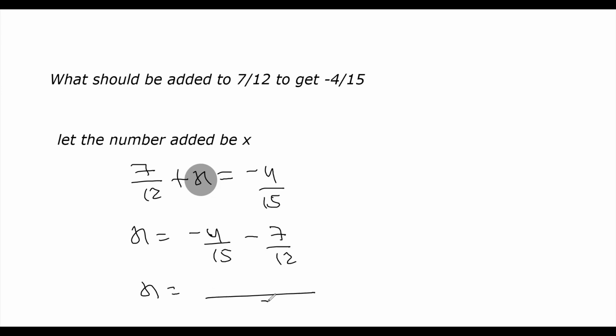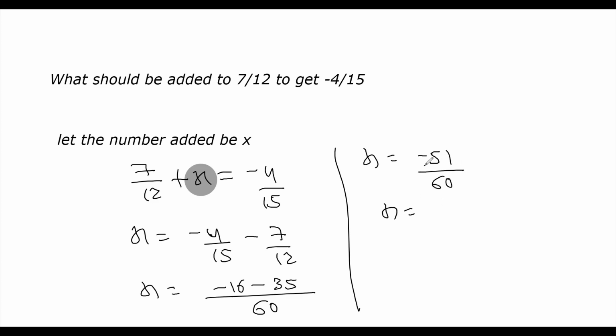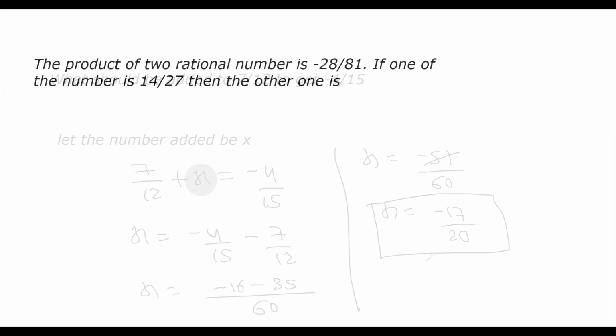Now we'll take the LCM. The LCM of 12 and 15 is 60. So 15 fours are 60, and 4 into 4 is 16, so it's minus 16. And 12 fives are 60, so 7 multiplied by 5 is 35. Now x is the sum of 16 and 35, which is negative 51, as both of them are negative, divided by 60. Now they can be reduced by 3, right? 51 is divisible by 3, giving negative 17, and this is 20. So this is the required number that should be added.